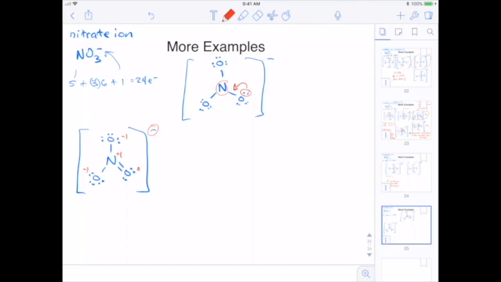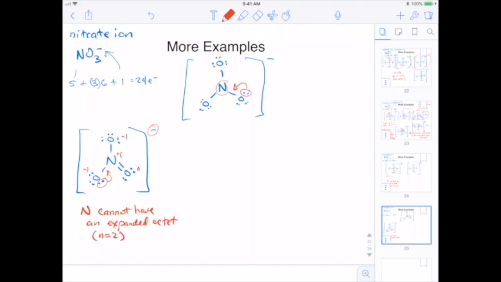Could we reduce the formal charges more like we did with the previous 2 examples? Well, we really can't, because if I were to bring in another lone pair from the outside, that would give us too many electrons on the nitrogen. Nitrogen cannot have an expanded octet. It's only in the second period.